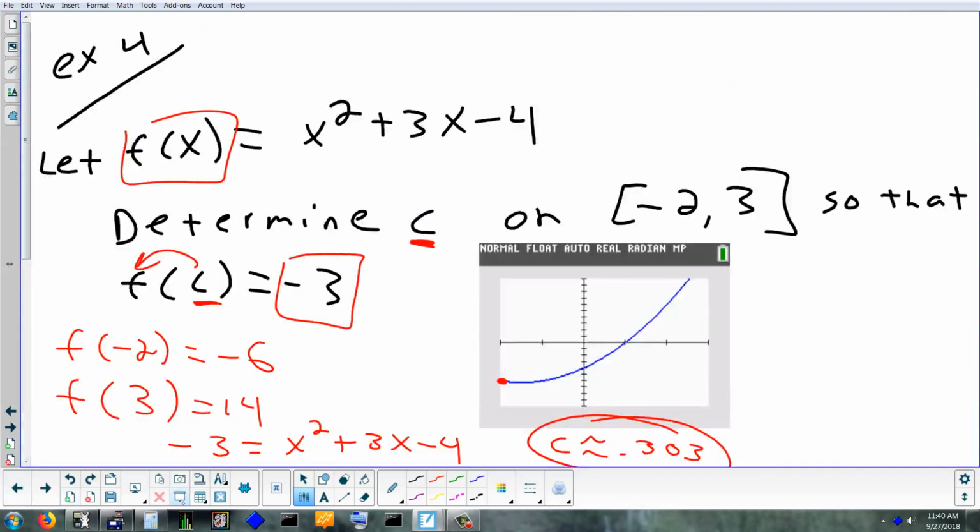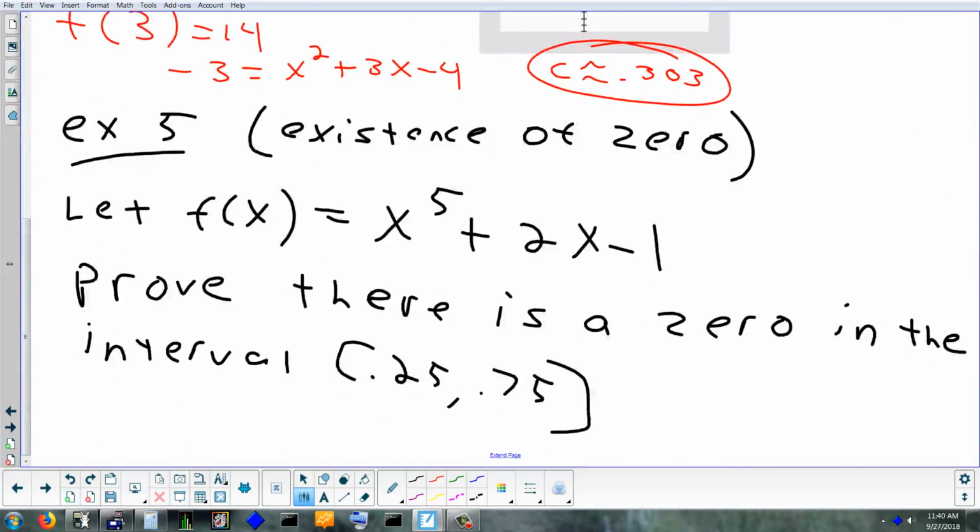This one, I want you to prove to me that if I graph that function, x to the 5th plus 2x minus 1, at some point between 0.25 and 0.75, I will cross the x-axis. Or there will be a root. Or there will be a 0. All the same thing. Prove to me that at some point between 0.25 and 0.75, I find a 0.